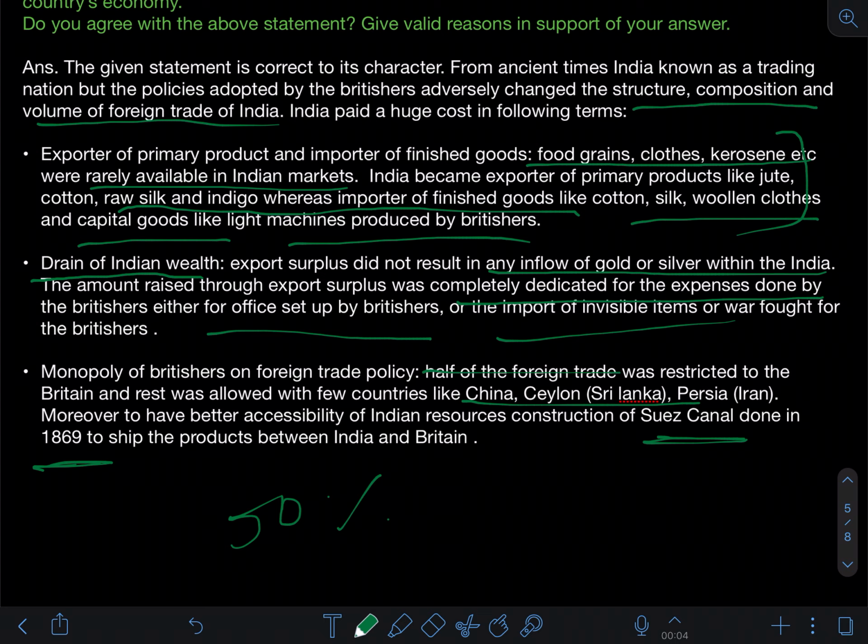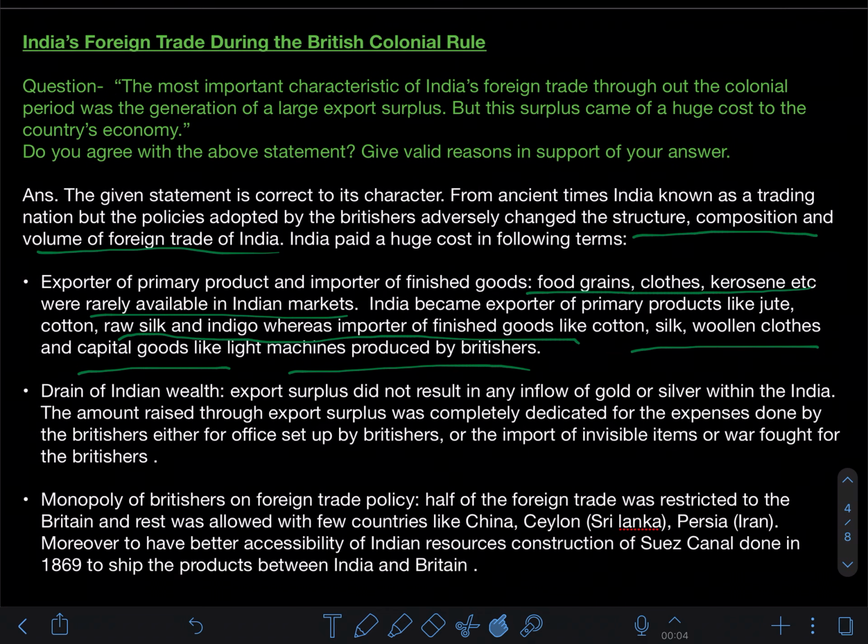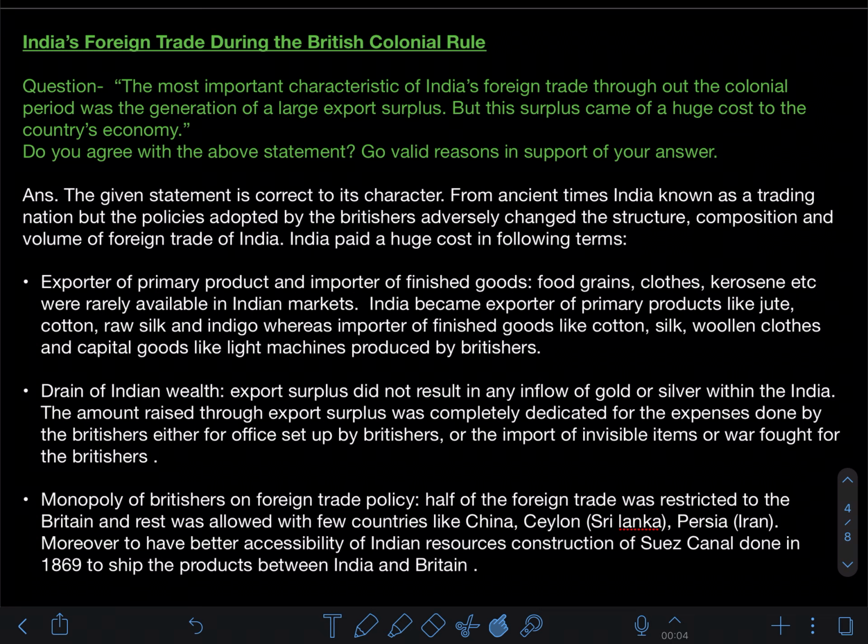I have just discussed the structure, composition and volume. Composition means what kind of goods we were exporting and importing with the rest of the world apart from Britain, and in structure itself, we became an importer of finished goods and an exporter of primary goods. So the structure, composition and volume were completely changed when the British came and ruled the country. This is sufficient for this video. I hope you understood what you need to write, especially when you talk about India's foreign trade during British colonial rule.